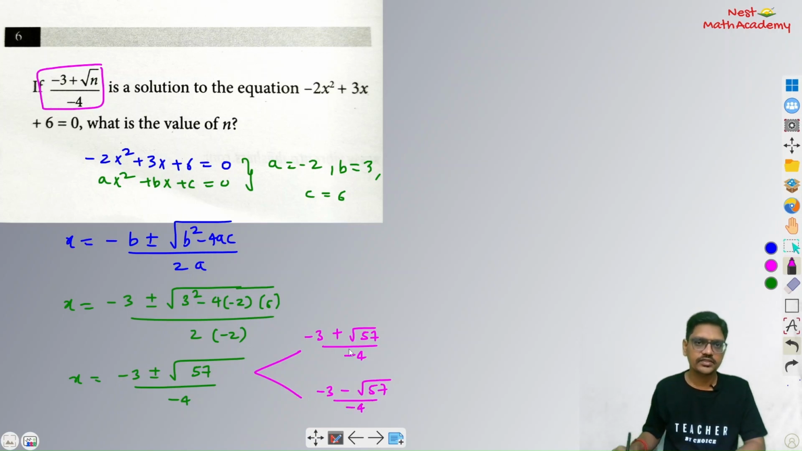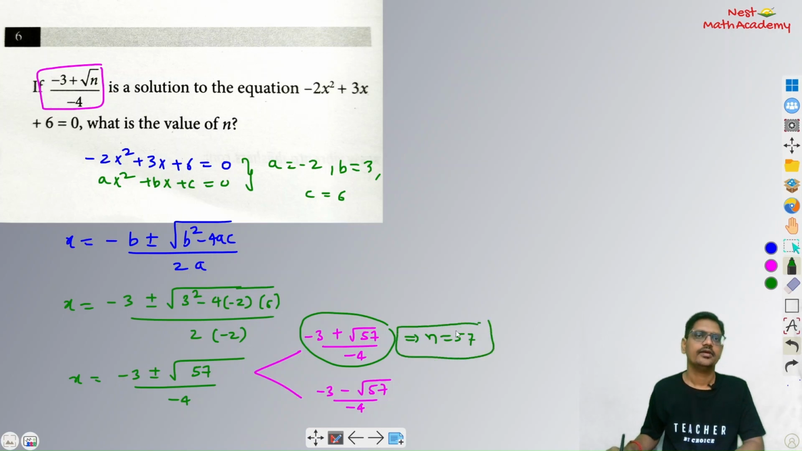Here they are given the plus, so compare with this one. Compare this and this, clearly we can see that n is equal to 57. So that is our answer. The value of n is 57.